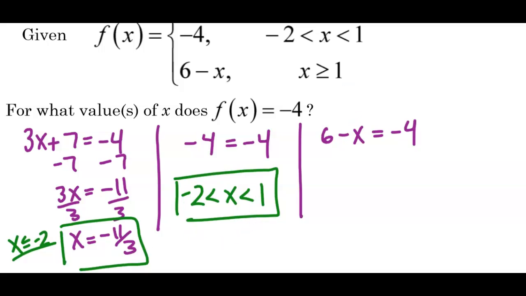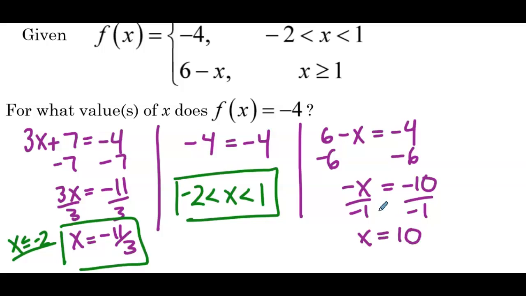And then lastly, we have 6 minus x equals -4. So we subtract 6 from both sides. We have -x equals -10. Divide both sides by -1. X equals 10. And remember, the domain for this piece is x has to be greater than or equal to 1. 10 is definitely greater than or equal to 1. So x equals 10.